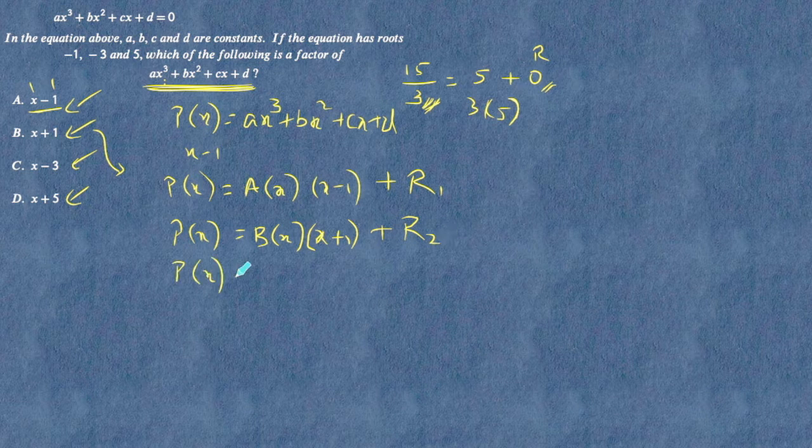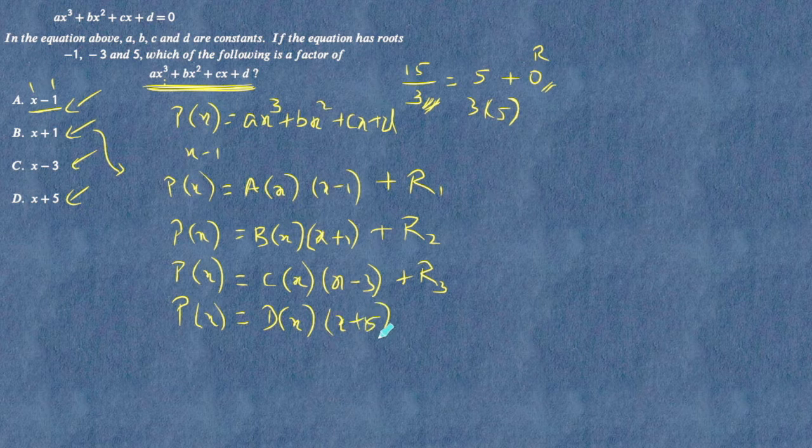And when you divide p of x by x minus 3, you will get some other second degree polynomial times x minus 3 plus some remainder r3. Last, when you divide it by x plus 5, you get d of x times x plus 5 plus remainder r4. I'm writing this in the format of divisor times quotient plus remainder.